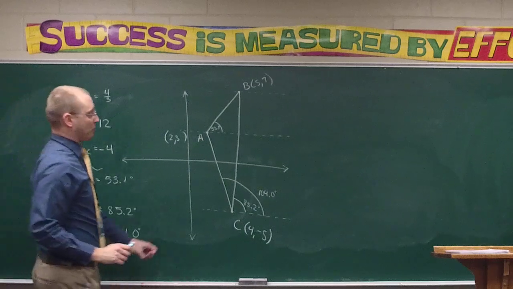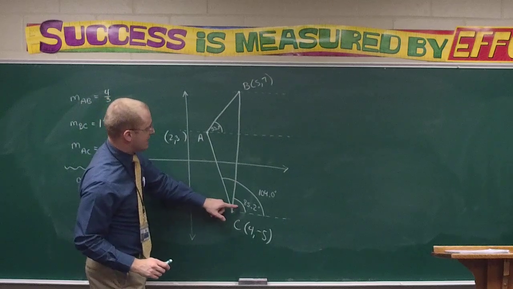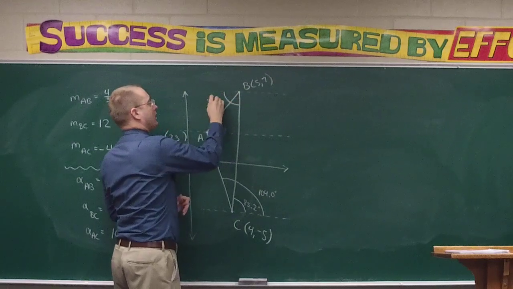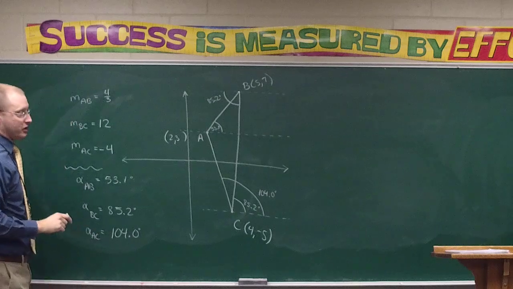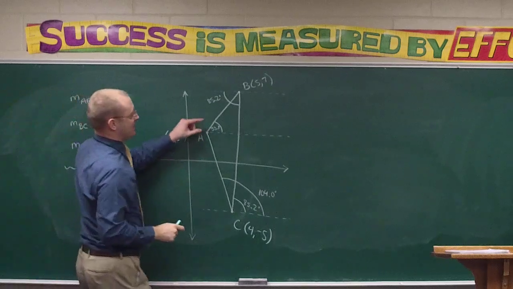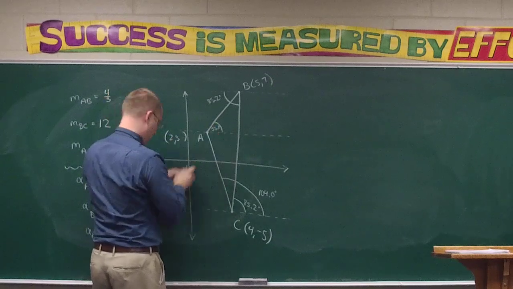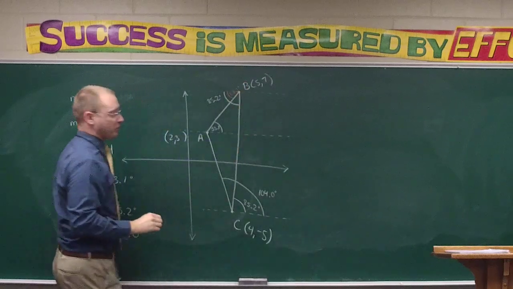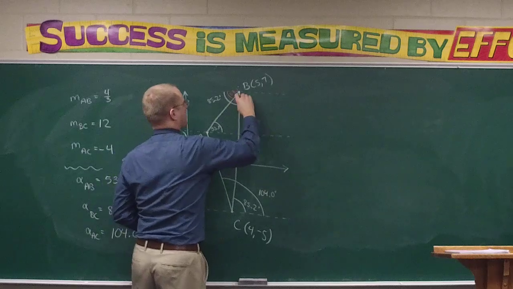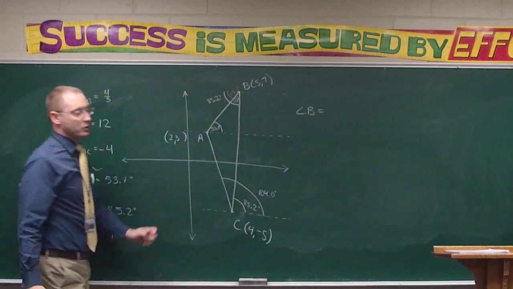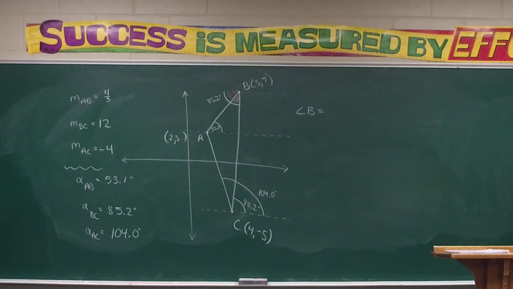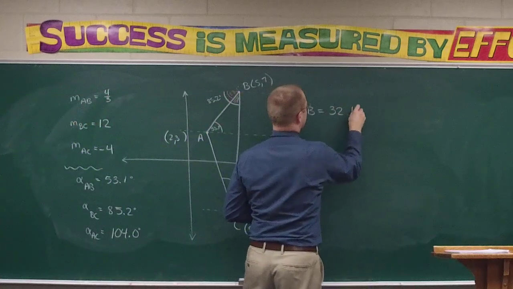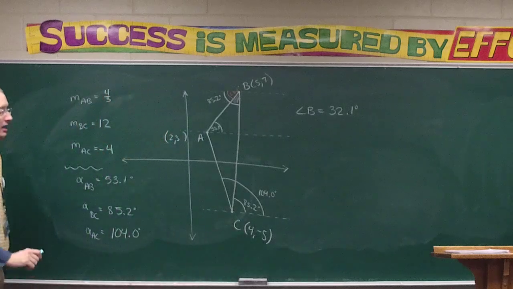All right, Quentin said, let's find angle B. First things first, if this angle is 85.2, alternate interior, this angle is 85.2 degrees also, correct? But if this angle is 53.1, then the pink angle is 53.1 also. So if I want to find the measure of angle B, I'm going to need to subtract 85.2 minus 53.1, and we get approximately 32. Questions on how we got angle B?